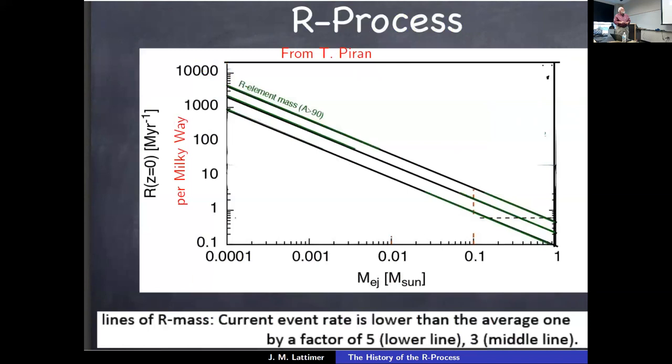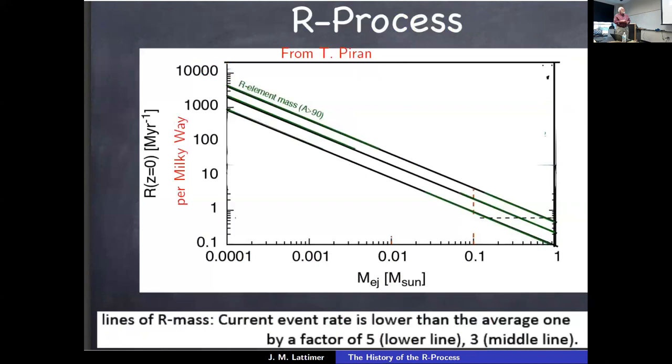And depending on your galactic evolutionary model, the current rate is probably lower than the average rate because supernovae and mergers were probably more frequent in the past than they are today. And so depending on whether the average is different from the current rate by factors of 3 or 5, you get these different curves.